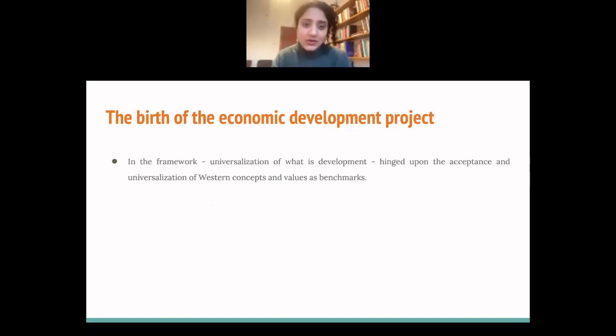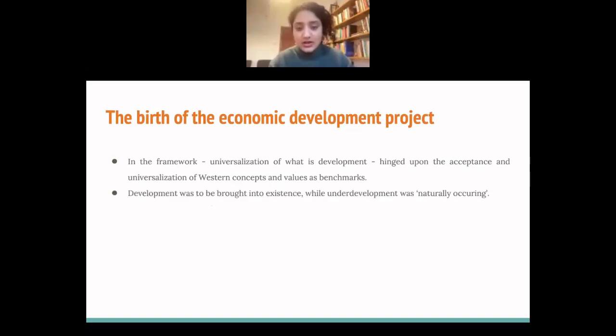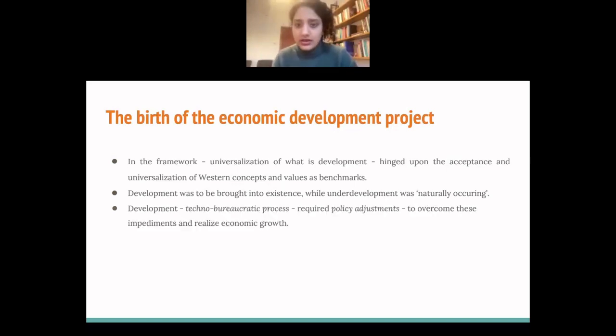So to come back to our story, this framework is hinged upon the acceptance of certain Western concepts and values as the benchmarks. And one very central idea, which I'll point to as the Eurocentric idea. It was understood that development was supposed to be something that had to be brought into existence, but underdevelopment, which is the dual economic structure, was seen to be a naturally occurring one.